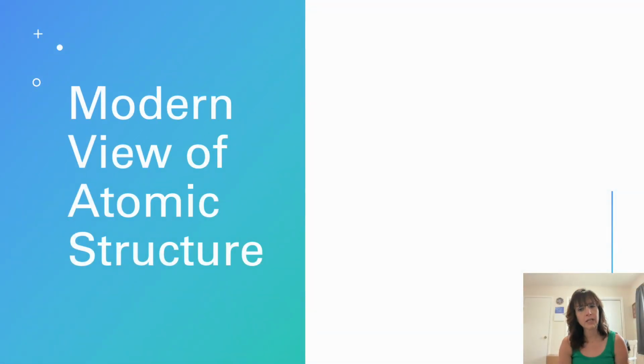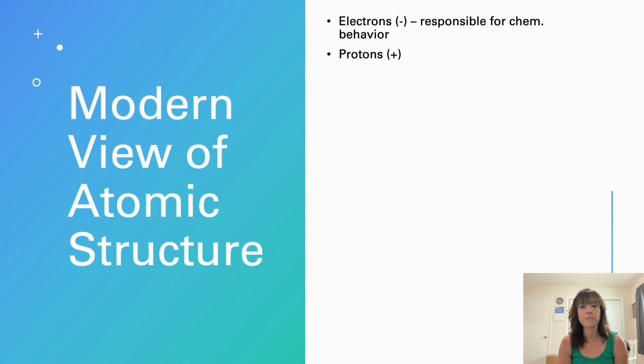Let's take a brief look at the modern view of the atomic structure. There's three main particles we're going to be discussing: protons, neutrons, and electrons. The electrons are negative and they're responsible for chemical behavior. They are found outside of the nucleus. The protons and neutrons make up the nucleus. The protons are positive, the neutrons have no charge.